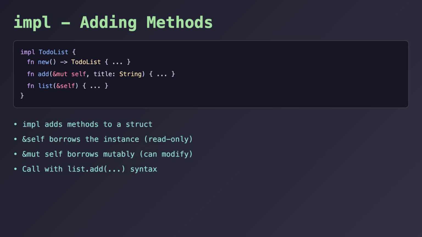Let's add methods to our struct using impl blocks. Methods let us define behavior for our types. Self refers to the instance the method is called on.